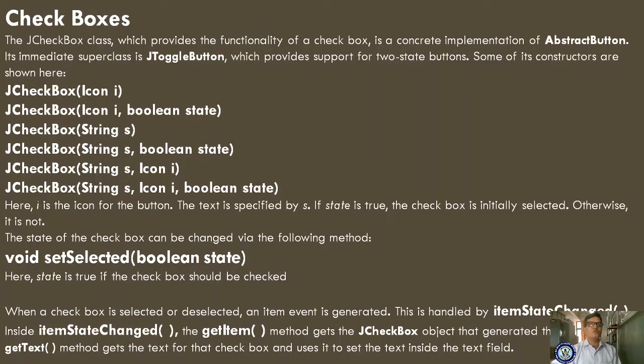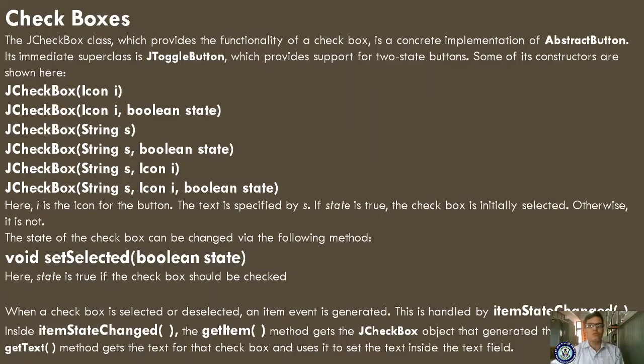Its immediate superclass is JToggleButton. As we know, what is a toggle button? Toggle buttons provide support for two-state buttons. Some of its constructors are shown here. So toggle buttons act as two-state buttons. It may be either on or off.